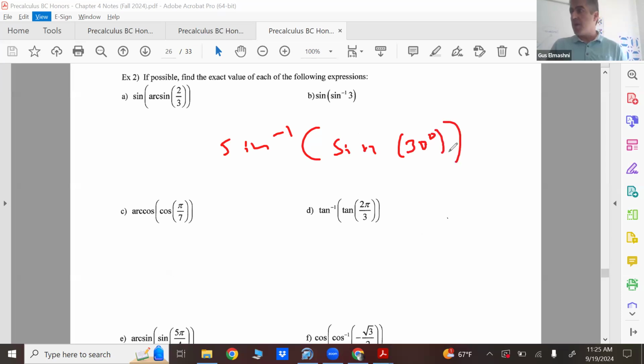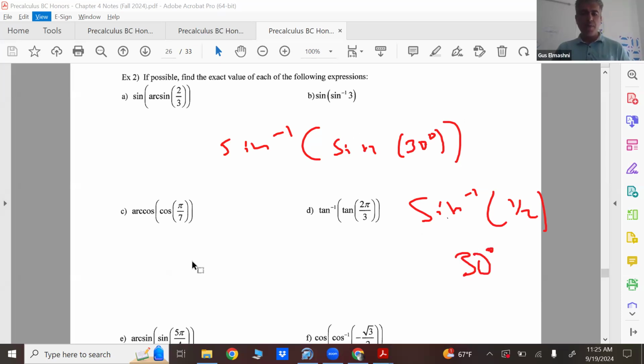Well, what's sine 30 degrees? I know from the unit circle it's 1/2. And what's the inverse sine of 1/2? Remember, to do inverse sine, the output's an angle. What angle gives me 1/2? Gives me a y-coordinate 1/2 on the unit circle. 30 degrees, exactly. It comes full circle.